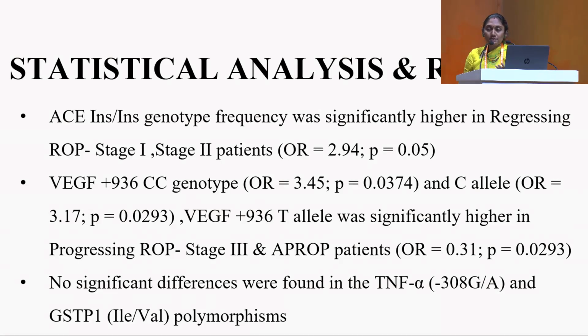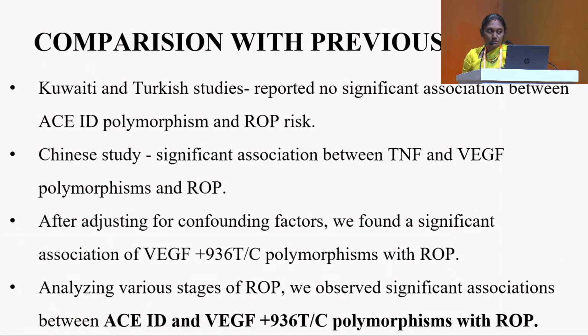The analysis results: the ACE insertion deletion polymorphism was significantly noted in regressing ROP babies, and the VEGF gene was significantly noted in progressing babies. No statistical differences were found in the TNF alpha polymorphisms and glutathione S transferase gene polymorphisms.